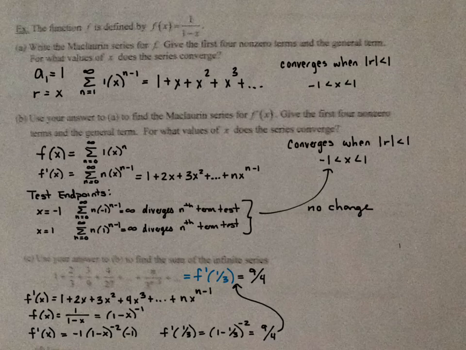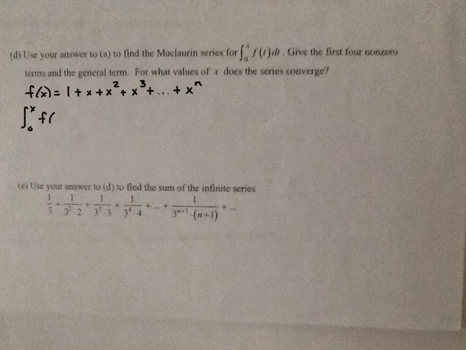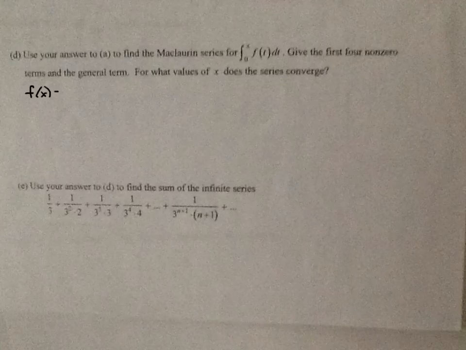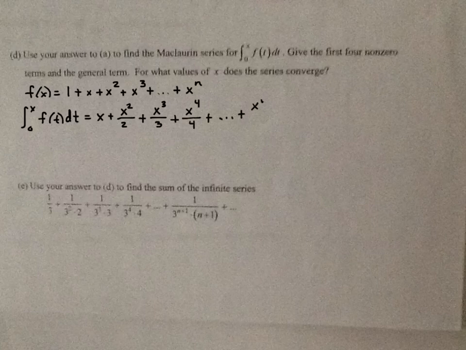In the same respect, you can also integrate power series. So let's do the next part, part D. Use your answer to A to find the Maclaurin series for the integral from 0 to x of f of t dt. Okay, so our original f of x was 1 plus x plus x squared plus x cubed plus ... plus x to the nth. So our integral from 0 to x of f of t dt will be x plus x squared over 2 plus x cubed over 3 plus ... plus x to the n plus 1 over n plus 1.